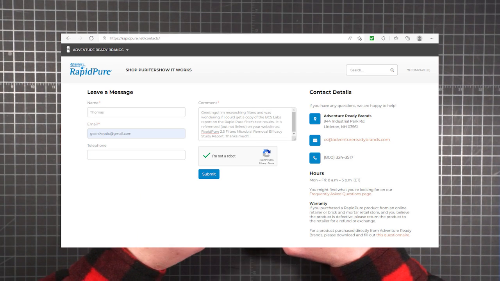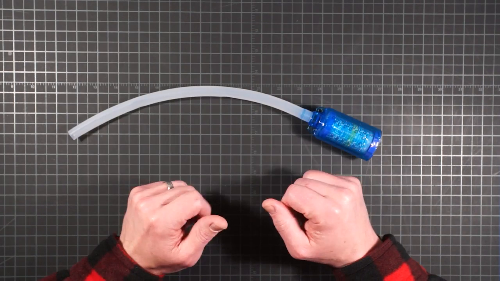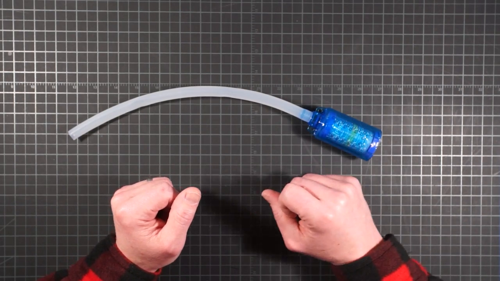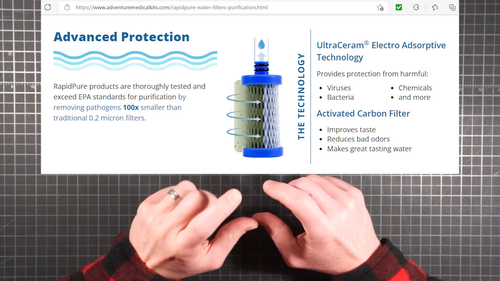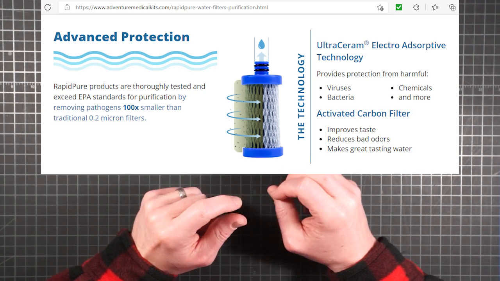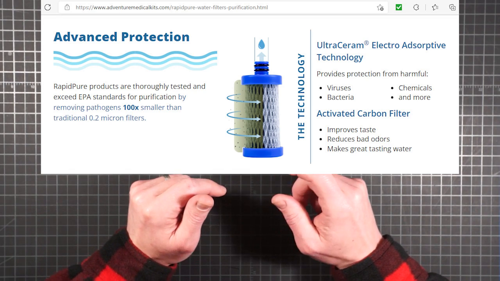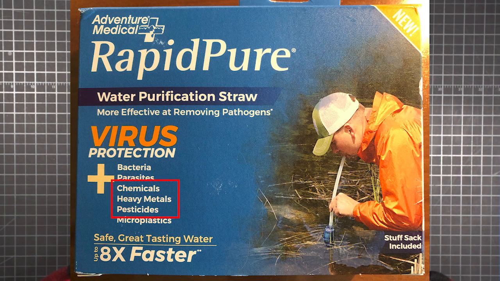I left them a message inquiring, but unlike Grayl and Sawyer, who both answer questions quickly, I got no response from Adventure Medical. The RapidPure uses a multi-stage filter element. It uses ultra-ceram electro-adsorptive technology for the biologicals and an active carbon stage for taste and odor. And though the box says it protects against chemicals, heavy metals, and pesticides, nowhere in the documentation is there even a claim of NSF 53 for health effects, much less a list of chemicals and their reduction percentages.